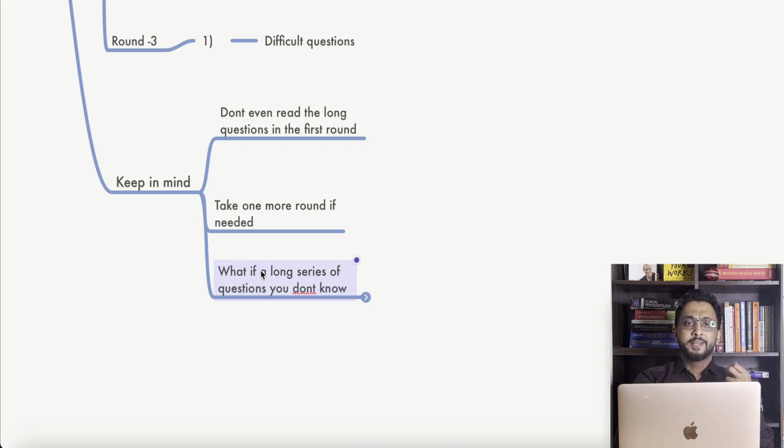Now, this is another problem many students have. What if a long series of questions comes which you don't know? Like question number 1 you don't know, question number 2 you don't know, question number 3 you don't know, question number 4, 5, 6, 7, 8, 9, 10, 11, 12. Basically, this is a state of mind. If you have prepared, actually there is no possibility that you don't know. But then your state of mind says that I'm worried, I don't know. So what should you do?